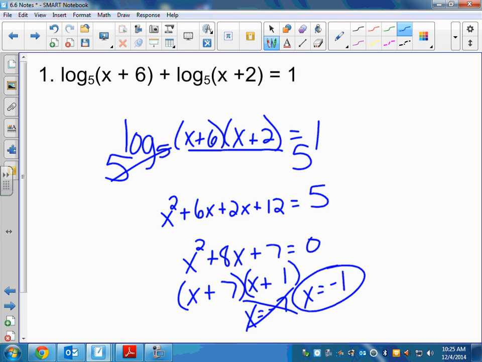Courtney? What would you do if it works for one but not the other? If it makes any of them negative, you exclude it. So even if this would have been like x plus 8, because this one made it negative, you would still have to exclude it. Other questions about that?